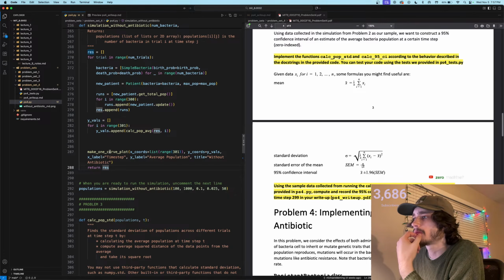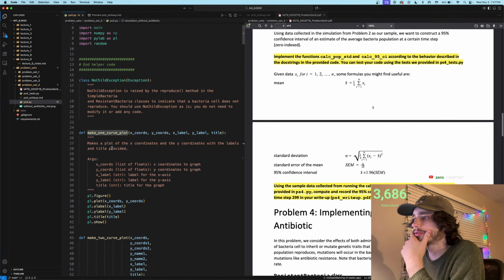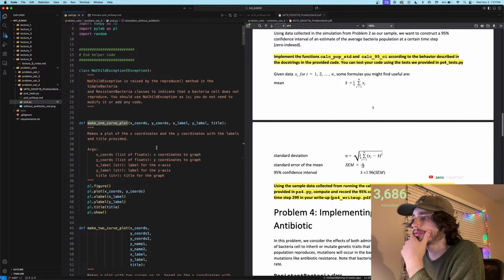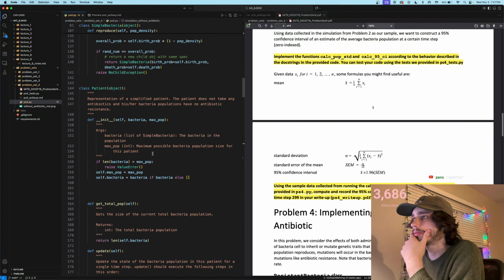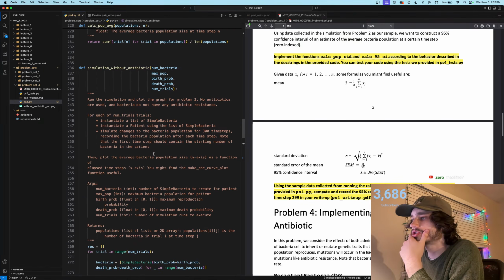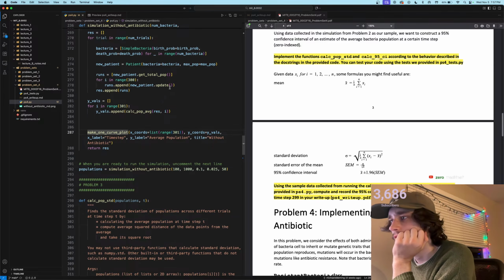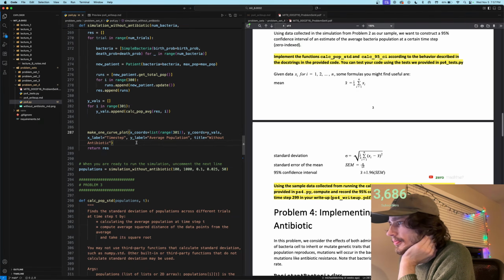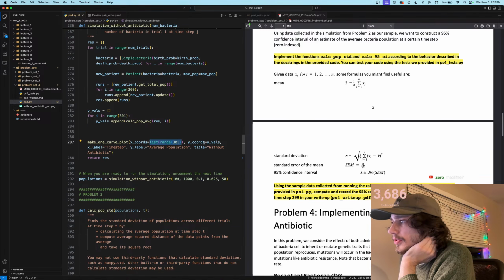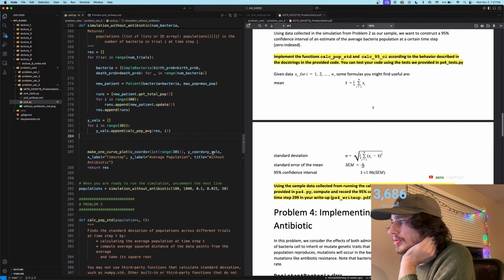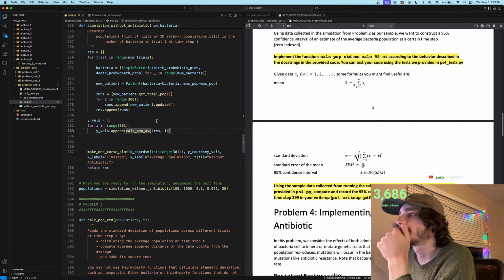Resolution. Make plot curve. Just going to get caught up on what we wrote last time. It's been like a month. So make one curve plot takes in the x coordinates, which is a list, and the y coordinates is y values. Calculate population average.